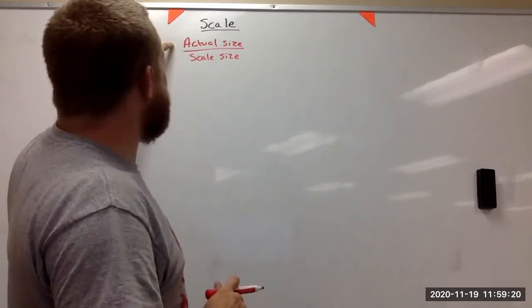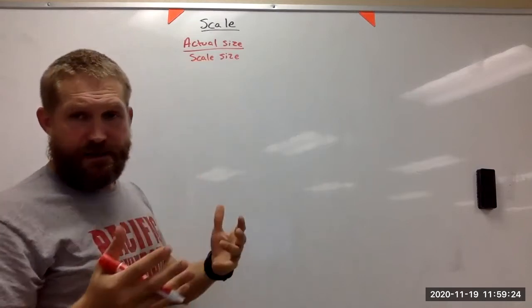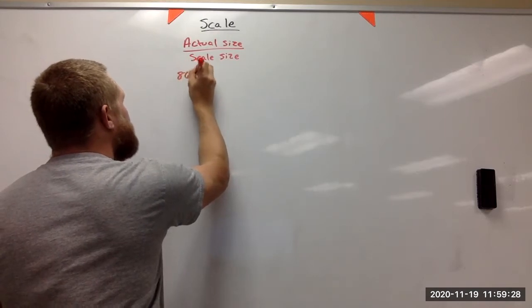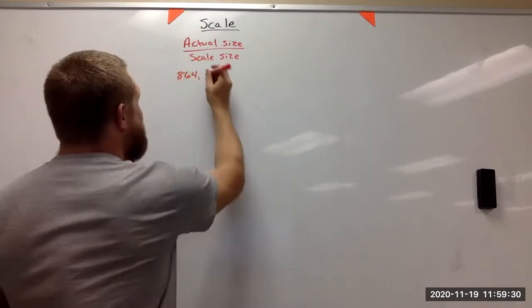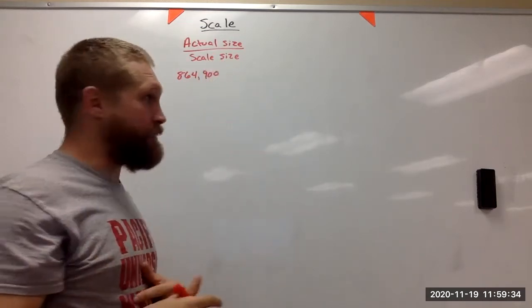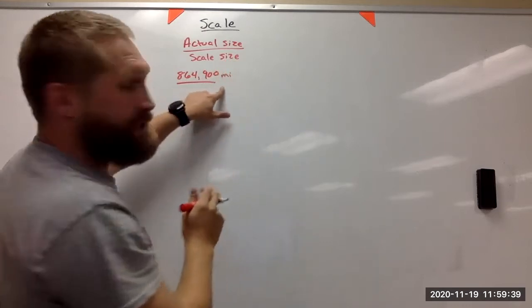Okay, so I need to know the actual size of the sun. I'm going to write that here. And I know that the sun, because I looked it up, is 864,900 miles around, or diameter. Okay. So I know the actual size of the sun.